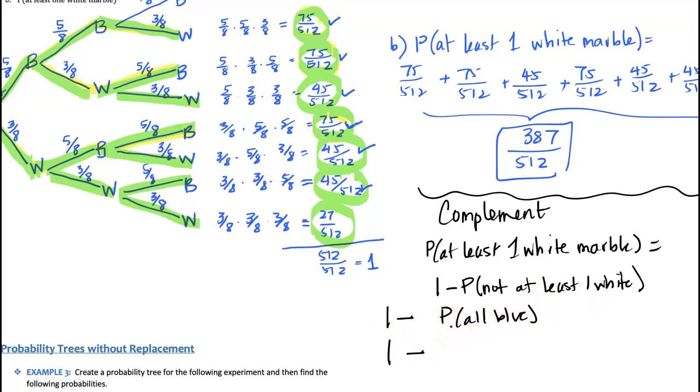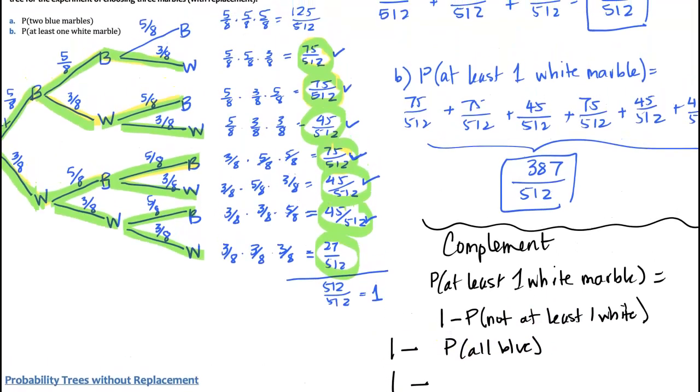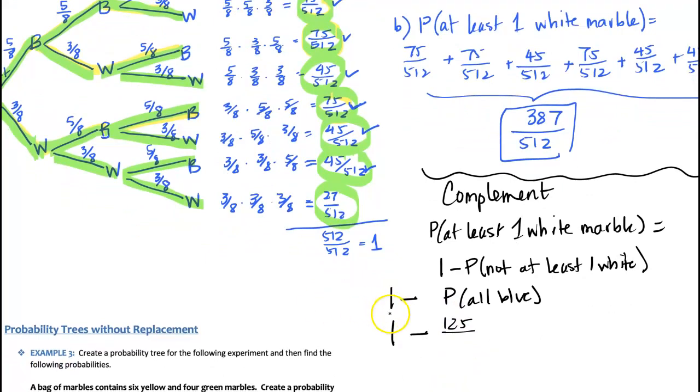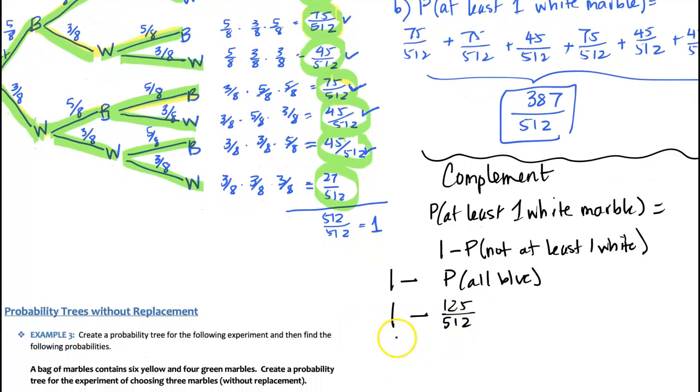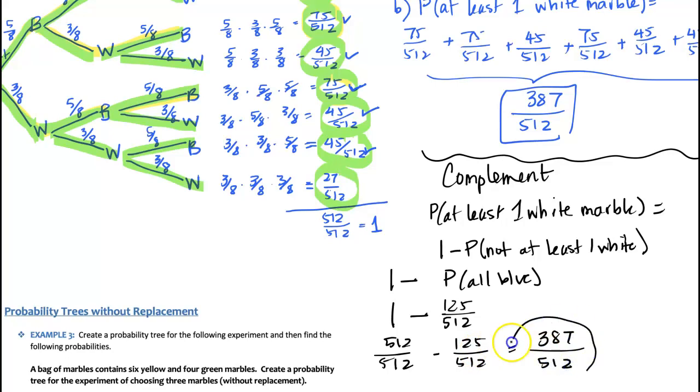Probability of all blue was that top branch, which was 125 out of 512. Finding common denominators, we get 512 out of 512 minus 125 out of 512 to give us that same total of 387 out of 512. Notice the same answer, but two different approaches. And that ends example 2.